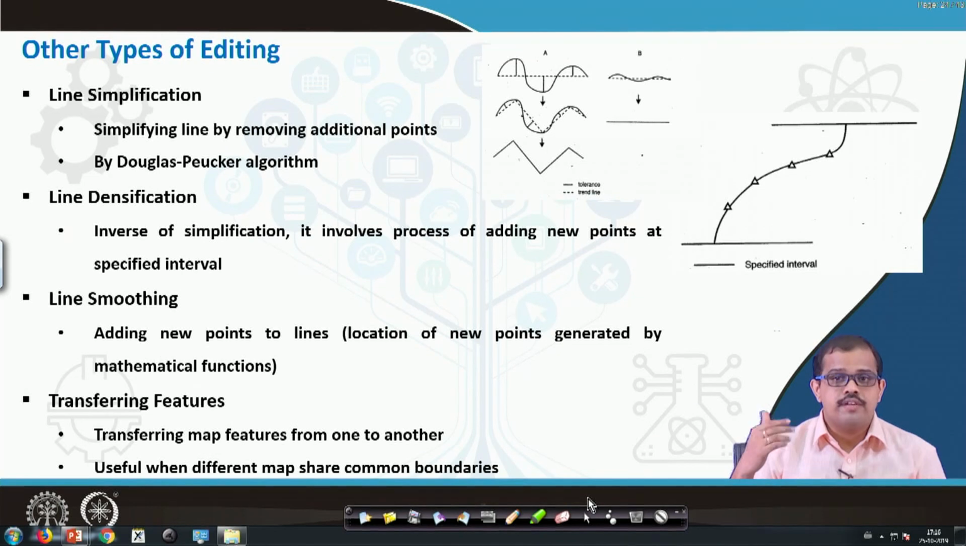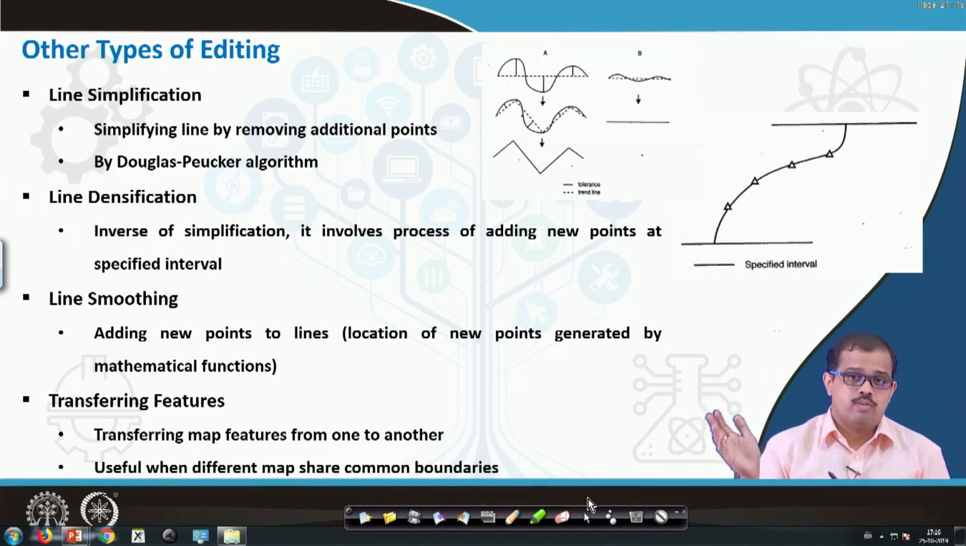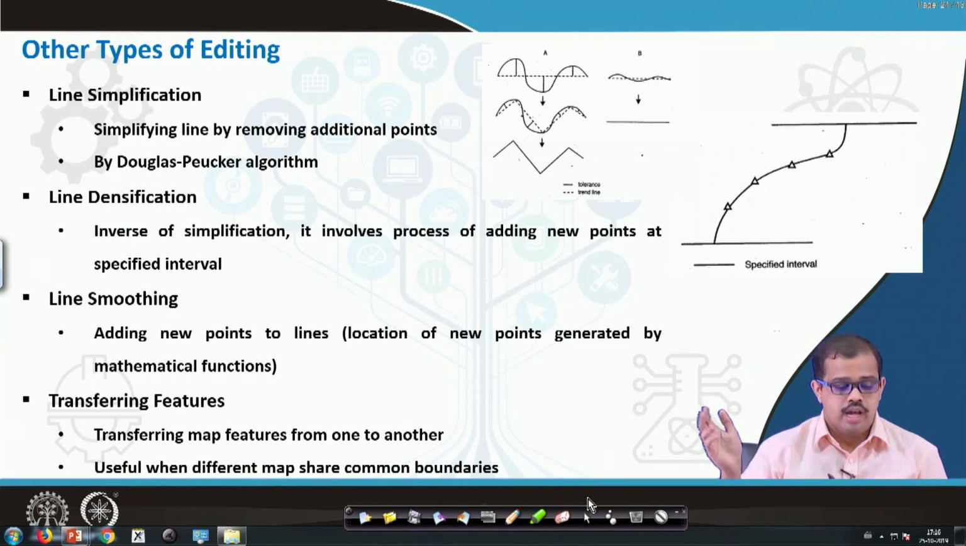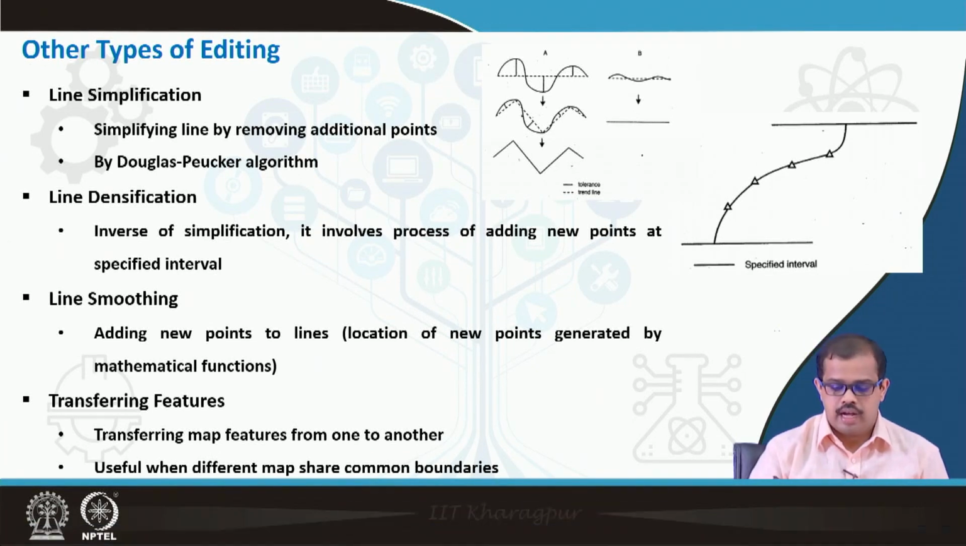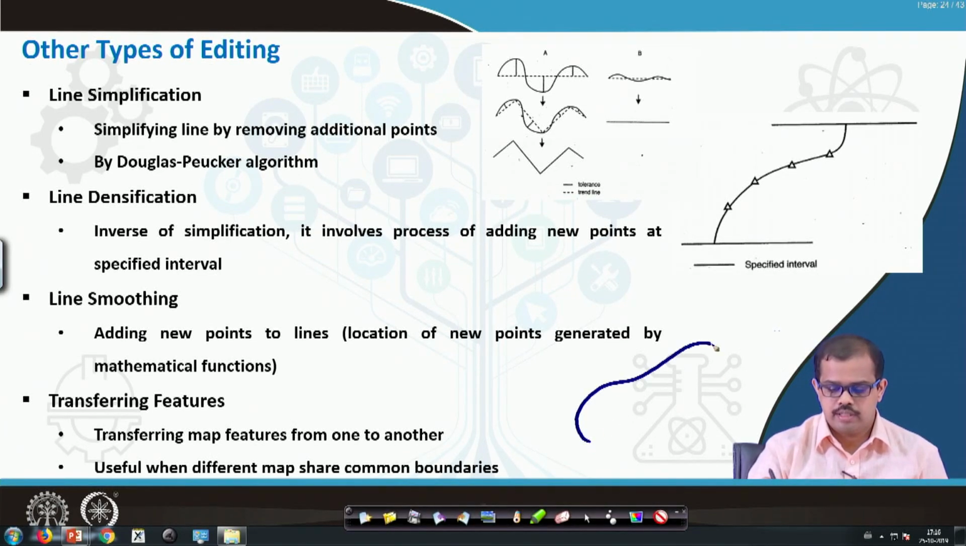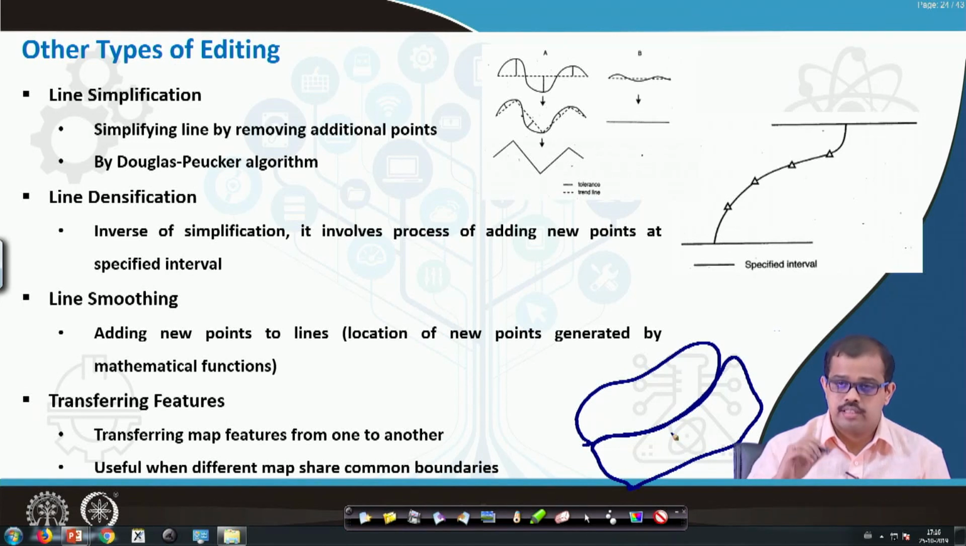Then you have transferring features. So transferring features from one feature to the other features, and these are useful when you have common boundaries. For example, let's say I have a polygon something like this. There is another polygon which is something like this, which is actually representing this feature.